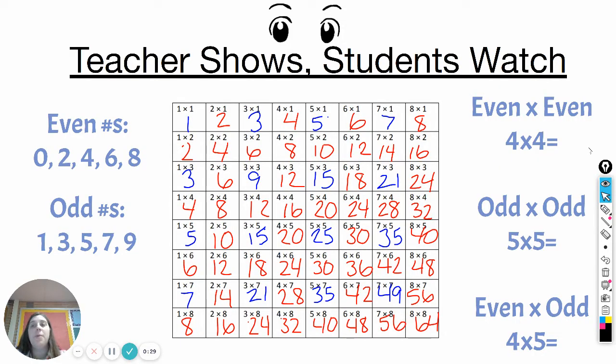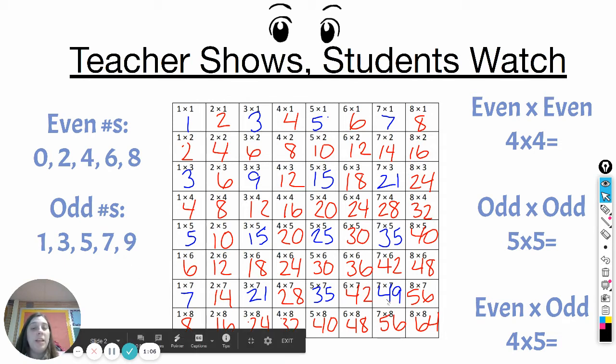First, I'm going to show you an example. What we're doing is focusing on even numbers and odd numbers and what the products are when you multiply them together. Over here, I've got a reminder of what even numbers are. Even numbers are anything that ends in 0, 2, 4, 6, or 8. For example, 12 ends with a 2, which means it is an even number. Odd numbers are numbers that end in 1, 3, 5, 7, or 9. So 49 ends in a 9, so it's an odd number.